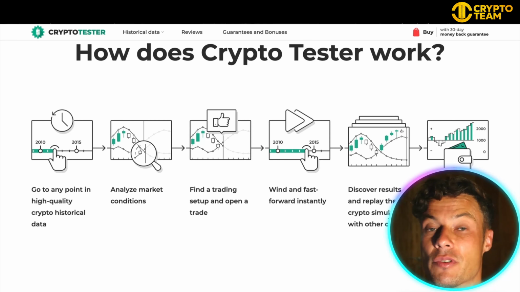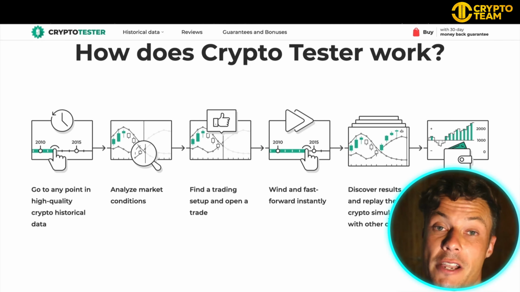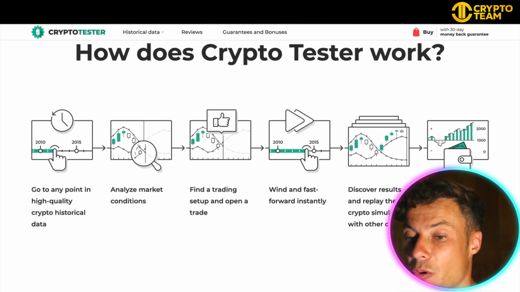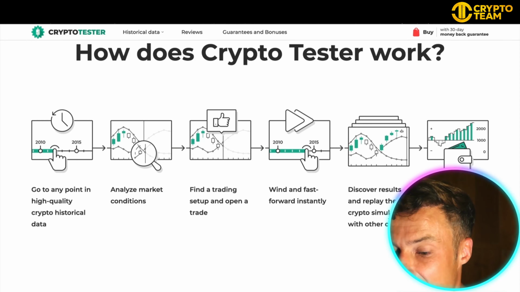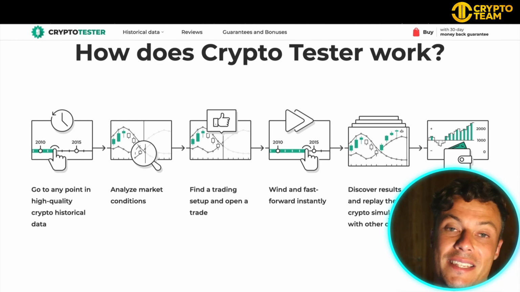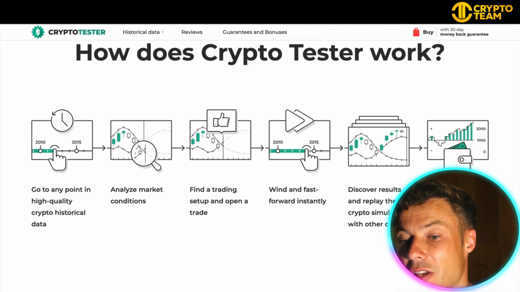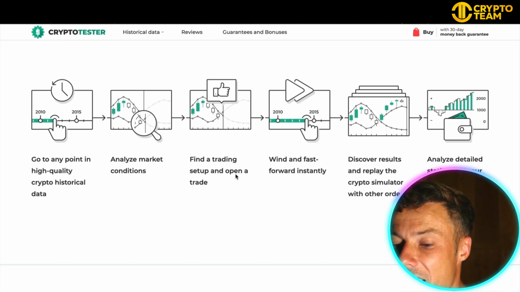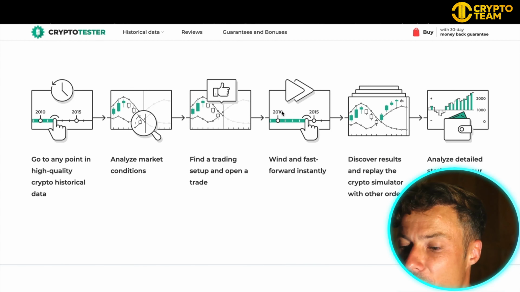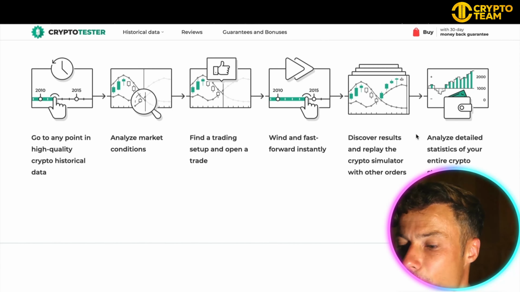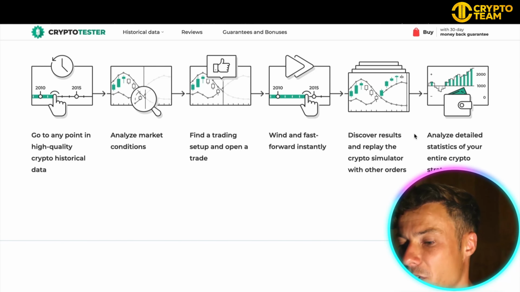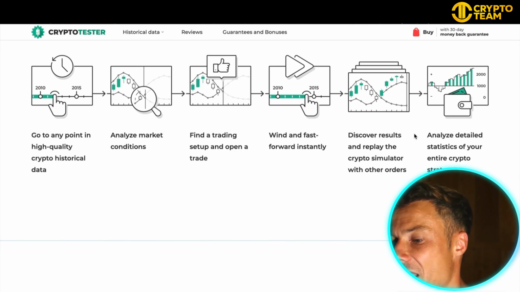I see whether or not I executed the trade correctly by my own trading rules, and then I can put all of this data into another system. It allows me to backtest through tons and tons of data extremely quickly and more efficiently than any other trading software out there. Find a trading setup and open your trade, then you'll fast forward to when it plays out, discover the results, replay the crypto simulator with other orders, and then analyze the details.